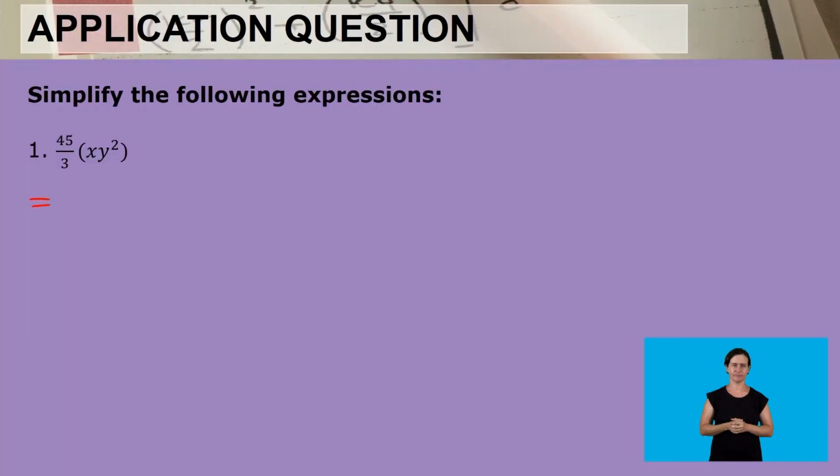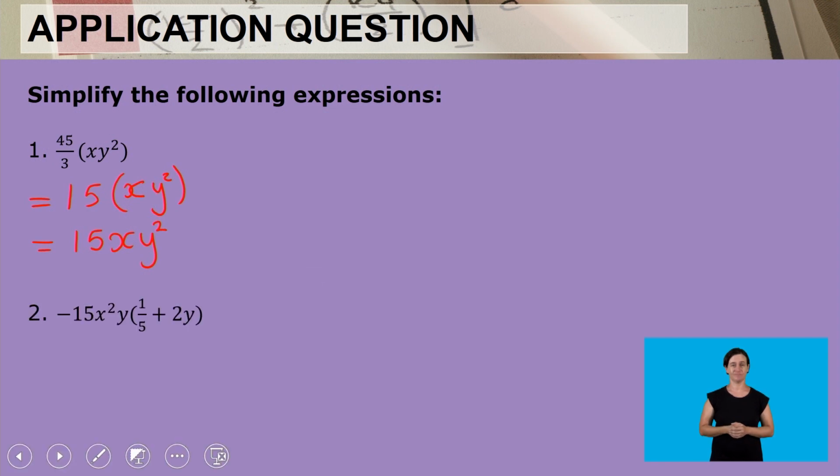So firstly, we have been given here a fraction 45 divided by 3. Now 45 divided by 3 is 15, so we can just say here 15, and then we have that x multiplied by that y squared. Now, of course, we need to simplify this further because now that 15 is being multiplied by that xy squared. So, because we are multiplying a monomial with a monomial, it is just going to be the 15 multiplied by the xy squared, and that is going to give us an answer of 15xy squared.